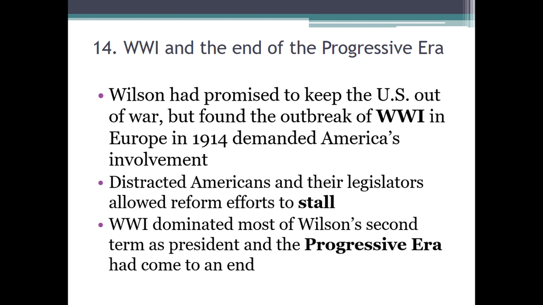So World War I is going to dominate most of Wilson's second term as president, and that's why the Progressive Era comes to an end roughly around that time period. Sometimes you'll see them say it lasts from about 1890 to 1914. Other times it'll say 1890 to 1920, but that's roughly how long that time period lasts.